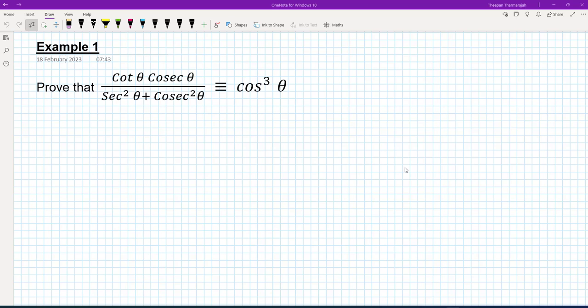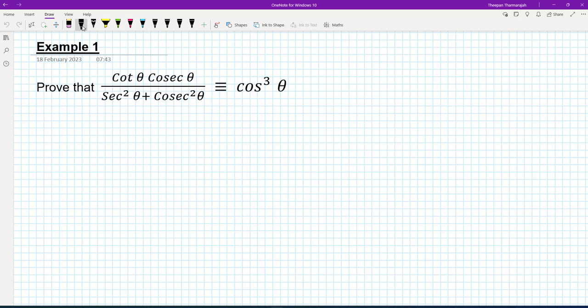In this video, we're going to look at some more trigonometric identities. So let's take the first example. We need to prove that this identity is identical to cos cubed theta. So what we're going to do is change everything to sine and cos as a general rule.